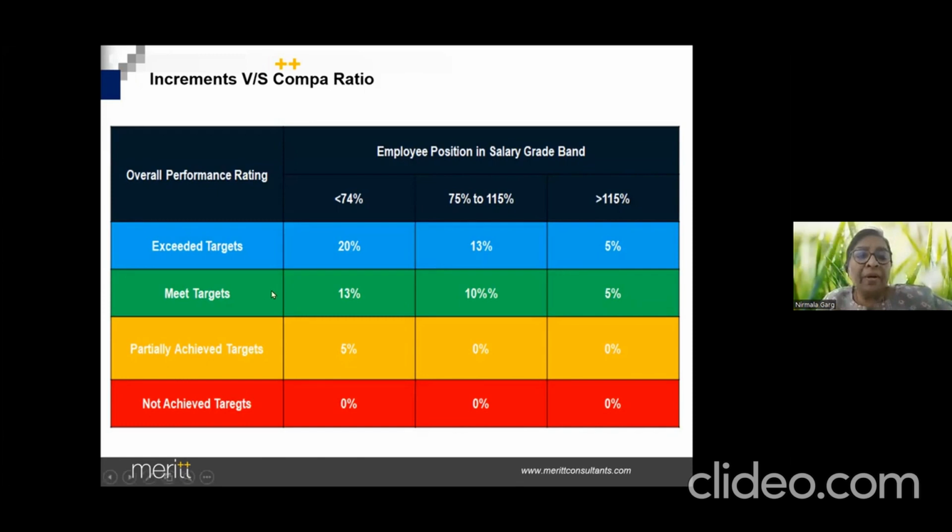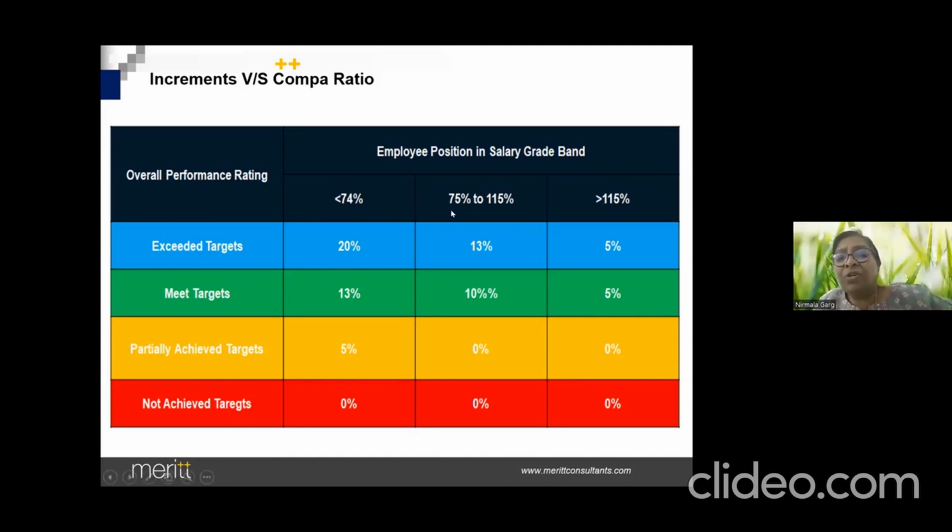Typically your performance rating can be not achieved, partially achieved, meets or exceeds, or poor, average, good and outstanding. Here it is a 1, 2, 3, 4 rating. Got it? Now say you have people in different positions, such as accounts and HR executives, who have a compa ratio of less than 74%.